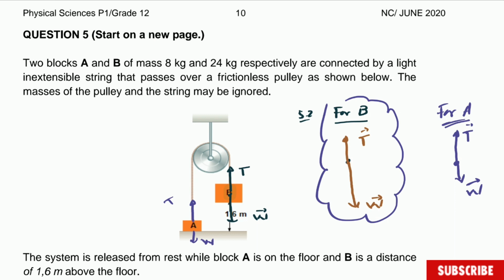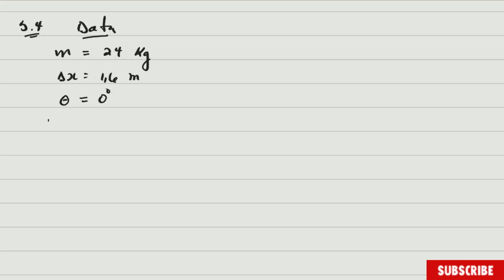Here is the free body diagram, guys. I'm not going to redraw the free body diagram. The displacement is down, that is for object B. This one is the displacement, and you can see that the angle between the force W and the displacement is 0 degrees. And we are looking for the work done by weight, that is the question mark.